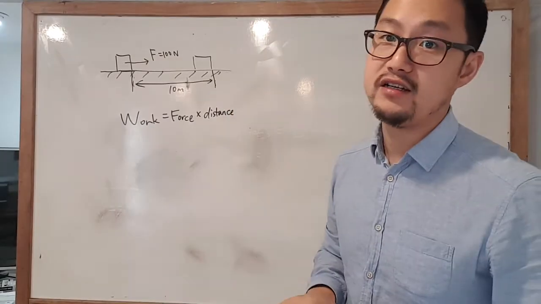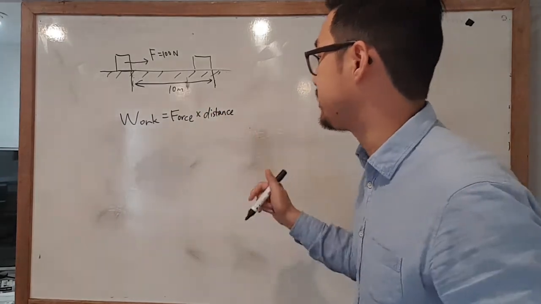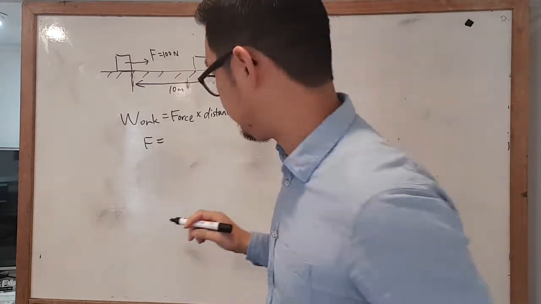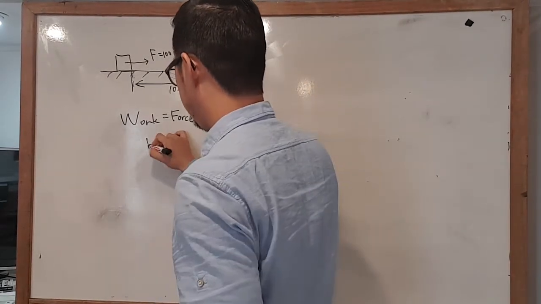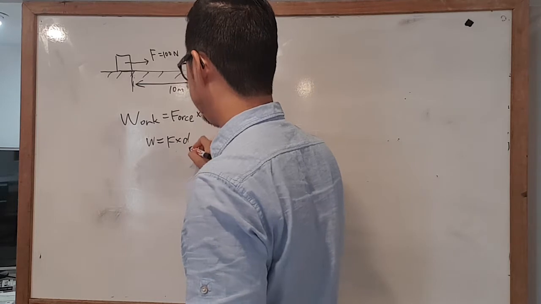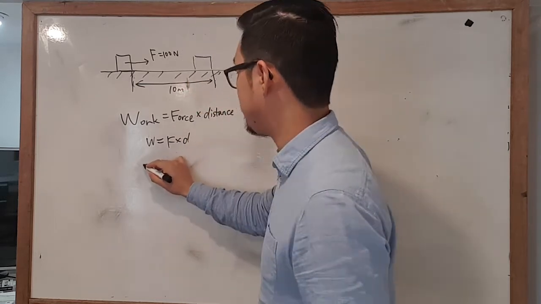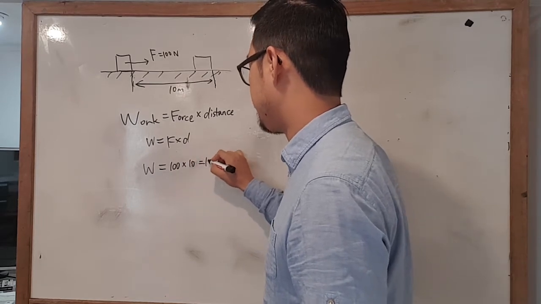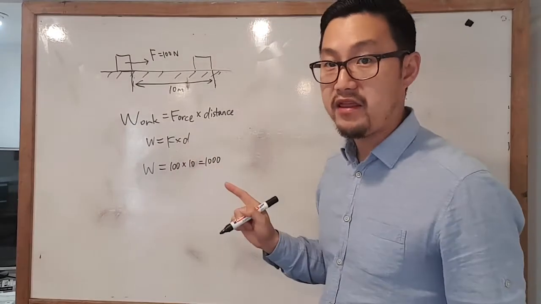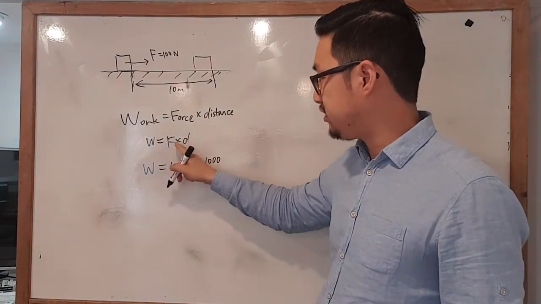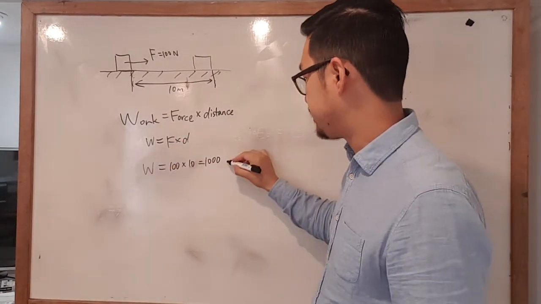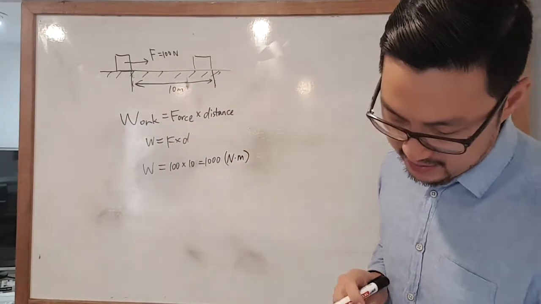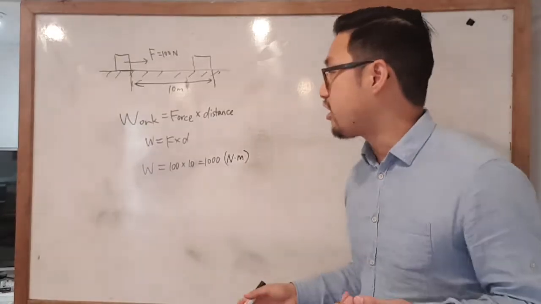This is a new concept we've invented: work equals force times distance. So the equation is work, W, equal to F times the distance. How big is the work in this situation? We put in the numbers: it's 100 Newton, moved 10 meters, so it becomes 1,000. If we look at the unit, force is Newton and distance is meter, so the unit for work is Newton meter. That's how you calculate work.